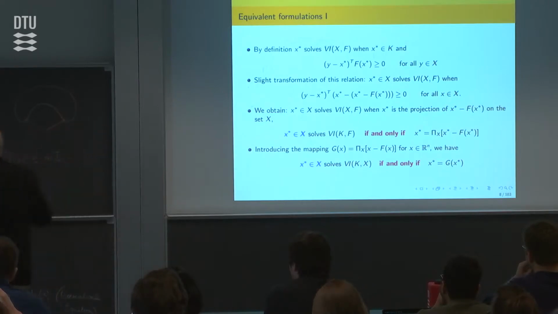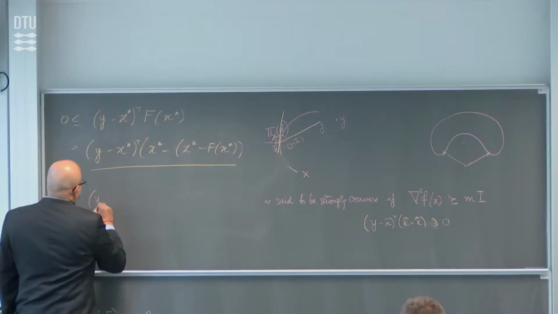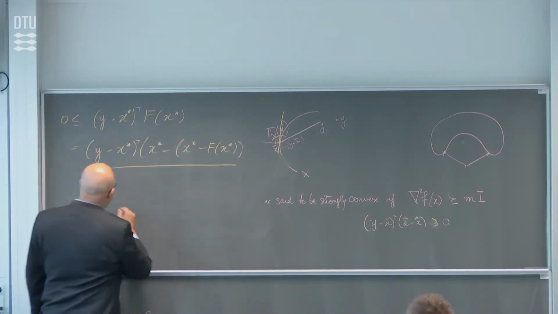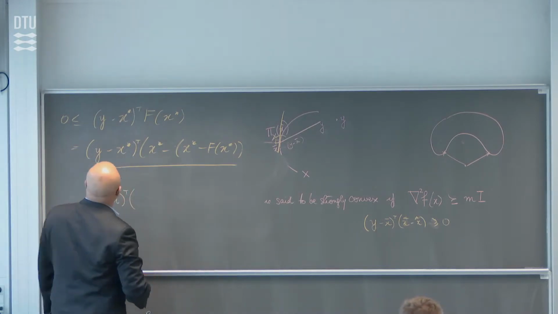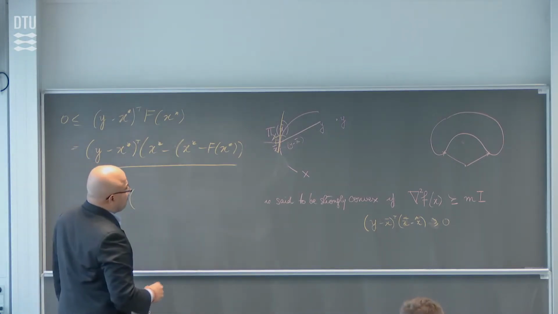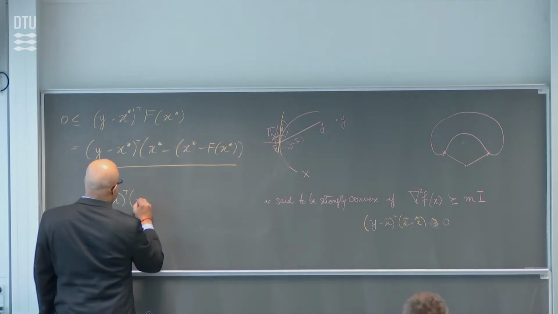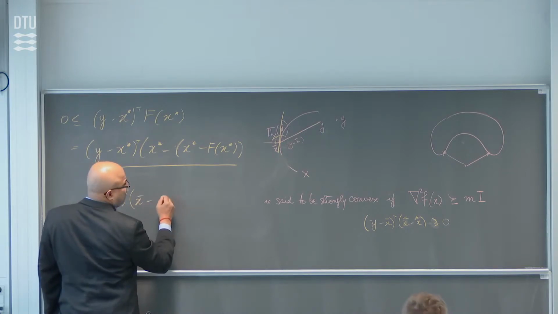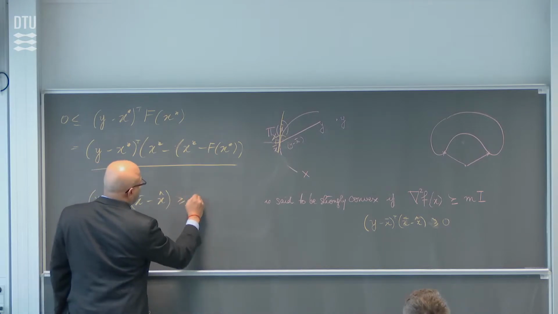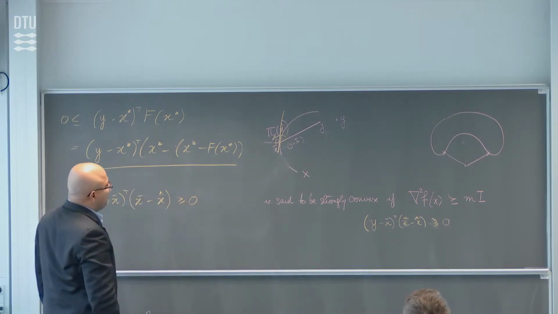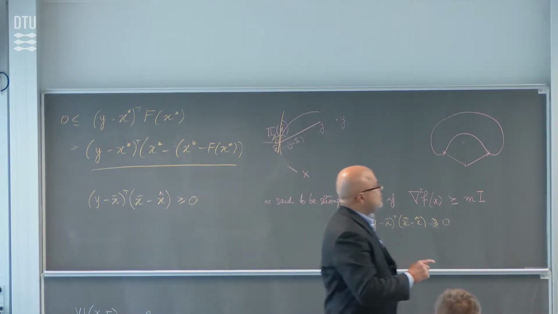Now why do I say that? I say that because you remember we just proved that relationship, y minus x bar transpose, and the other one, which is x bar minus x hat, is greater than or equal to 0, right? Did I screw up something? Hold on a second. Y minus x bar.